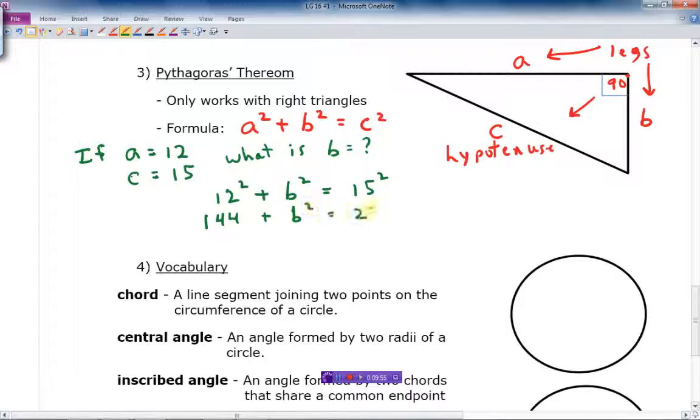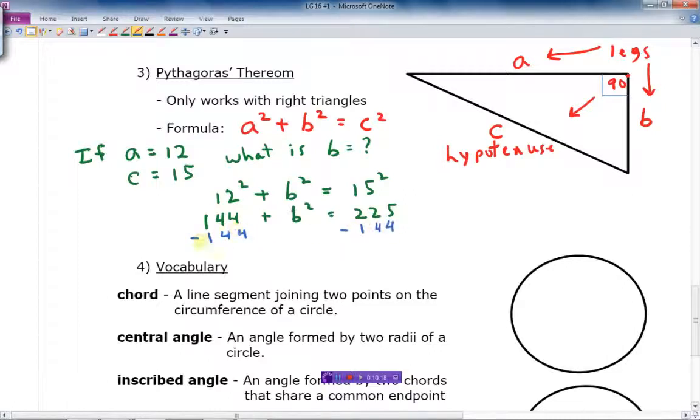Okay, well, we want to find what B is, right? So we have to get rid of the numbers on that same side. So we got to get rid of the 144 to get B squared by itself. So let's do that. It's a positive 144, so we minus 144 from both sides. There we go. So those cancel out.